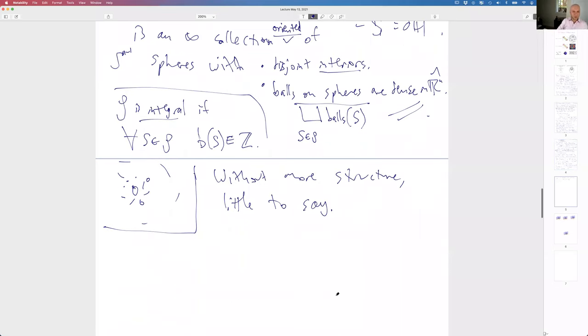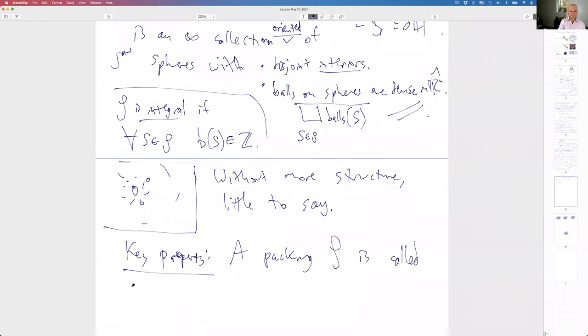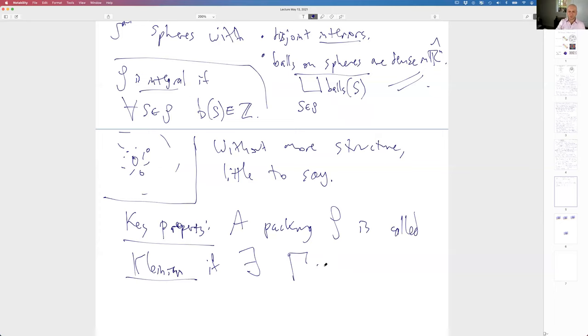So the structure that I will impose, the key definition, the key property of all of these things, is the following. A packing P is called Kleinian if there exists a group gamma, which is called a symmetry group. Gamma is a subgroup of the isometries of hyperbolic space in one higher dimension.